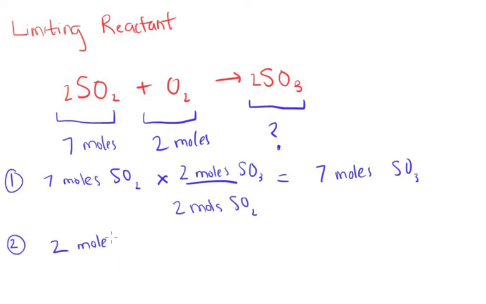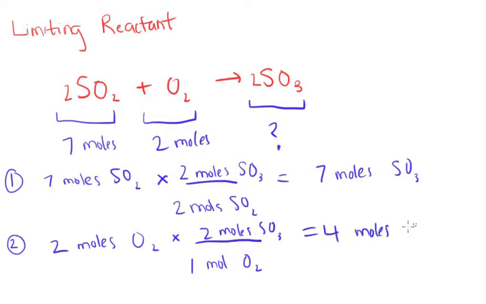2 moles of oxygen. Use the stoichiometric ratio again. So for every 1 mole of oxygen, 2 moles of sulfur trioxide. So we get 4 moles total of sulfur trioxide. So now let's compare the different starting points. The answer with the lowest number of final product is the answer. So the answer is actually 4 moles of sulfur trioxide. And with this information, the fact that 4 is less than 7, we know that this is the limiting reactant.